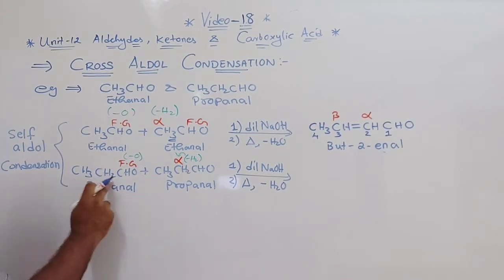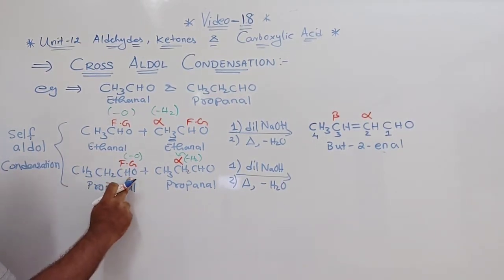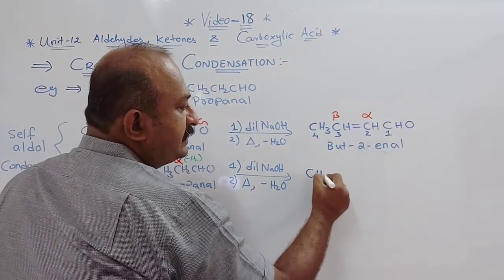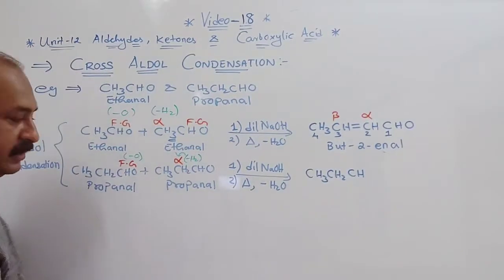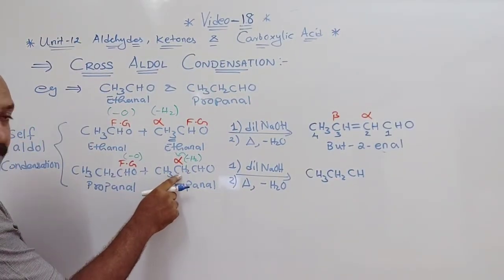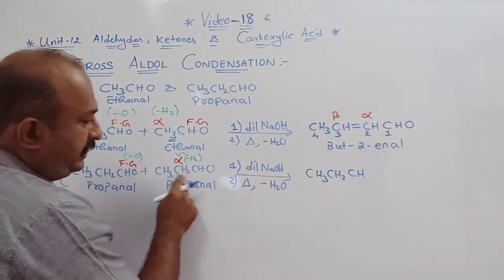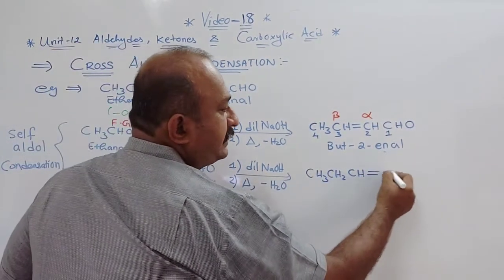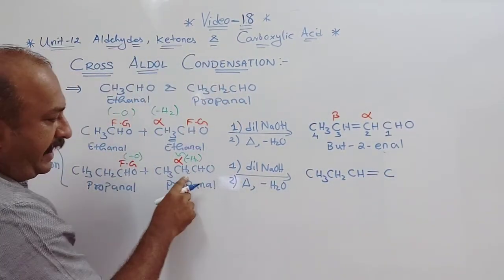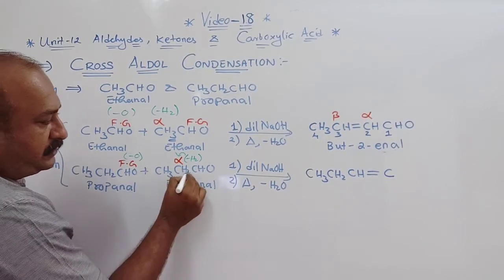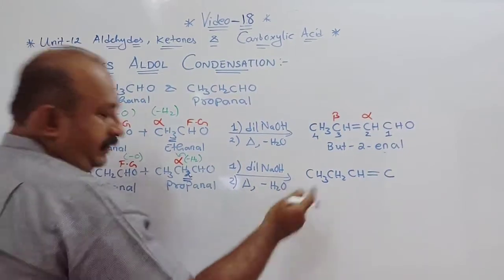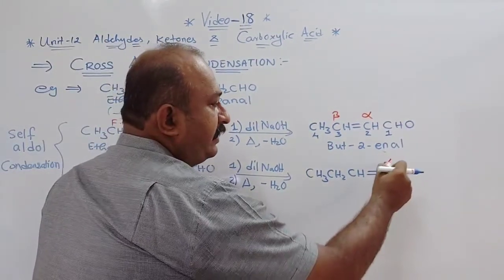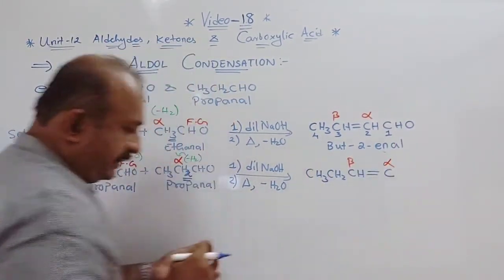You can see here, I will write CH3, CH2, CH. Oxygen is removed from here. Then this alpha carbon, hydrogen is removed, so I will write C here. H2 is removed. So first it had 2 hydrogens, now one hydrogen is removed. So between this alpha and this beta, there is a double bond.